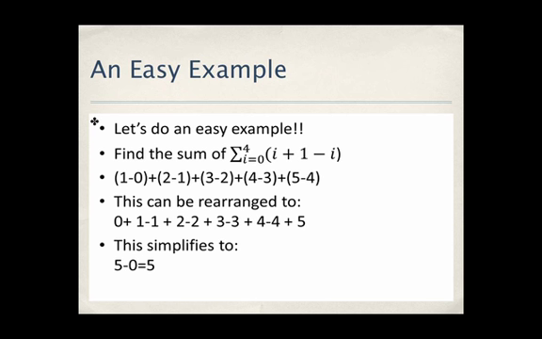If we expand this out, we get 1 minus 0 plus 2 minus 1 plus 3 minus 2 plus 4 minus 3 plus 5 minus 4. This can be arranged to result in 0 plus 1 minus 1, then we have 2 minus 2, then we have 3 minus 3, then we have 4 minus 4, and lastly we just add 5. If you simplify this down, you will see that all the middle terms cancel out because they're both added and subtracted from this series. This therefore simplifies to 5 minus 0, which is equivalent to just 5.